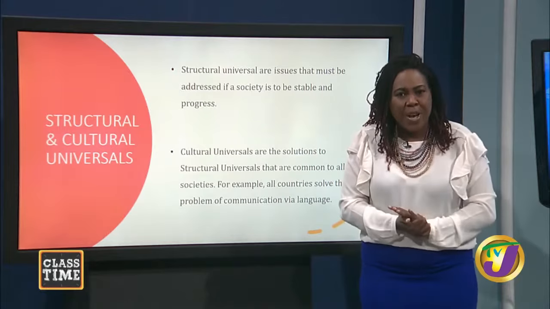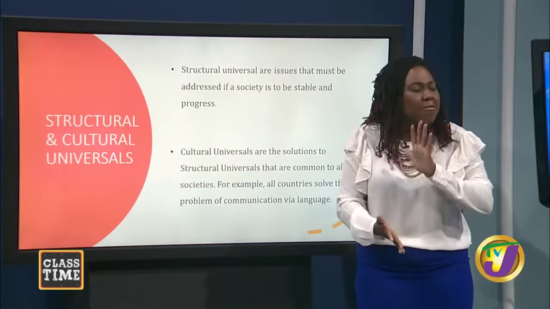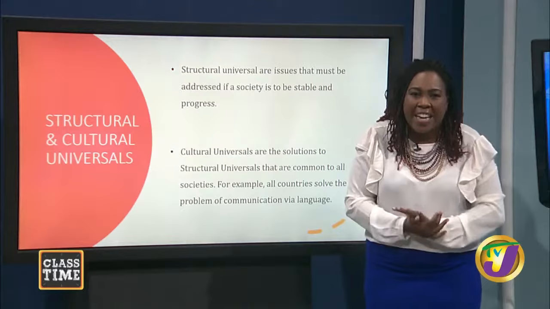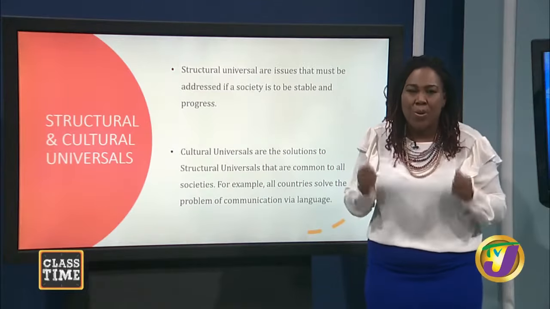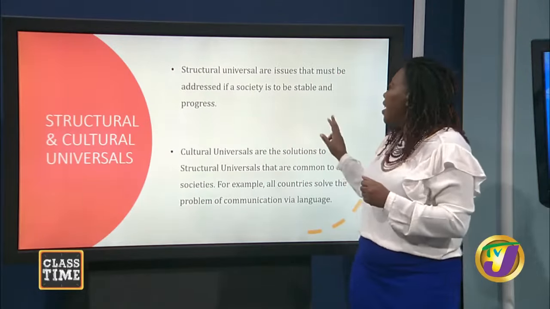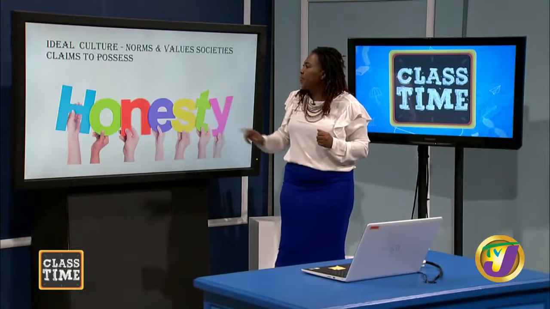Key terms. Multiple choice exams filled with key terms. Defining, identifying. You must know. Good? All right. So we're doing the key terms of culture today.